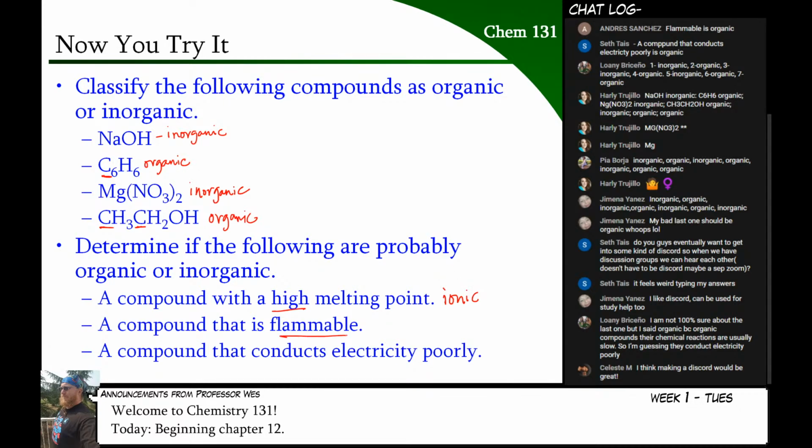A compound that is flammable. Flammable means reacts with oxygen. That's organic. And then a compound that conducts electricity poorly. We didn't really care about electricity, but this just happens to be organic. Organic compounds do not conduct electricity well.